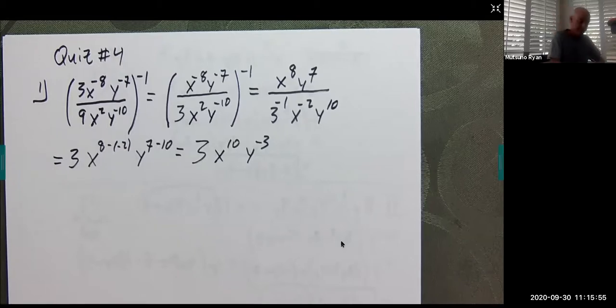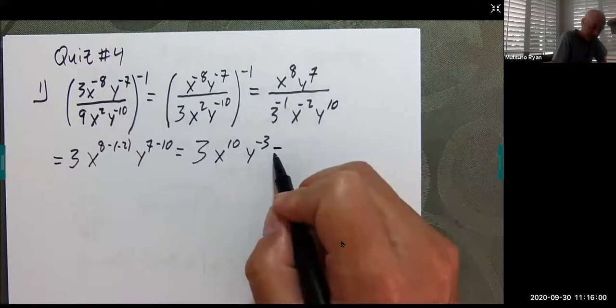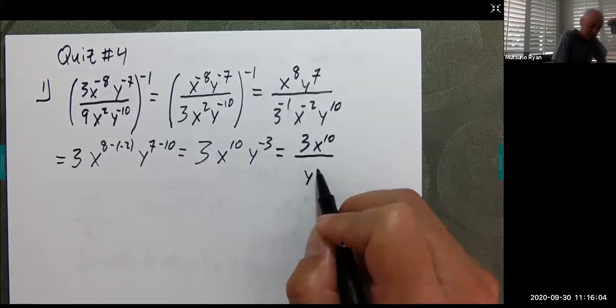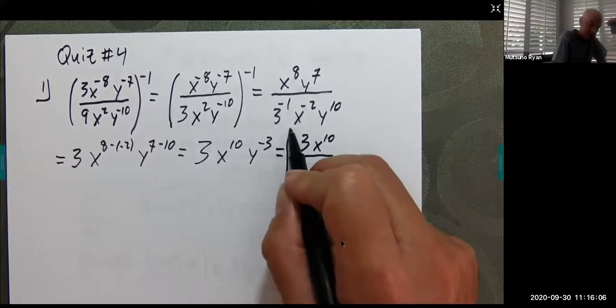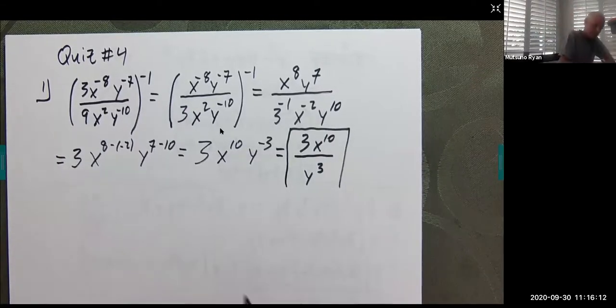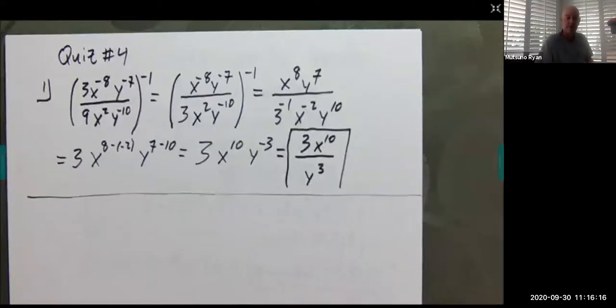Almost done, but not quite. I have a negative exponent here. And of course, I need to move that down now. And that is about as simplified as that can be. Double check. Yeah.